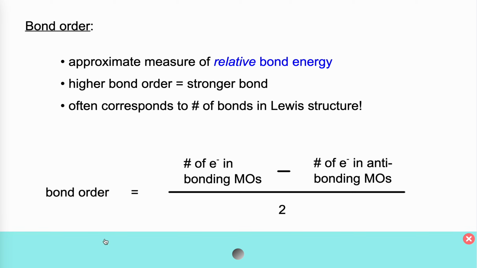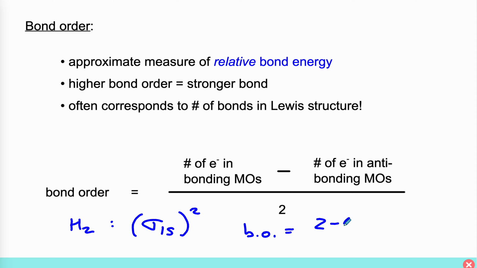So we can do this for the dihydrogen molecule. For H2, we said that the electron configuration is sigma 1s with 2 electrons in it. So therefore, the bond order is equal to 2 electrons in the sigma bonding molecular orbital minus 0 electrons in the sigma star antibonding molecular orbital, divided by 2, which gives us a bond order of 1. And doesn't that correlate nicely with the single bond between the 2 hydrogen atoms in the H2 molecule?